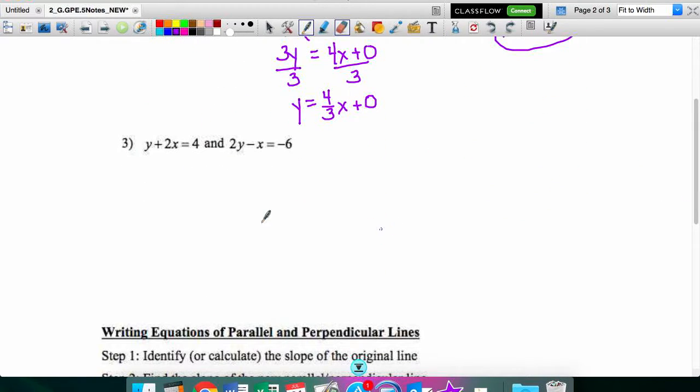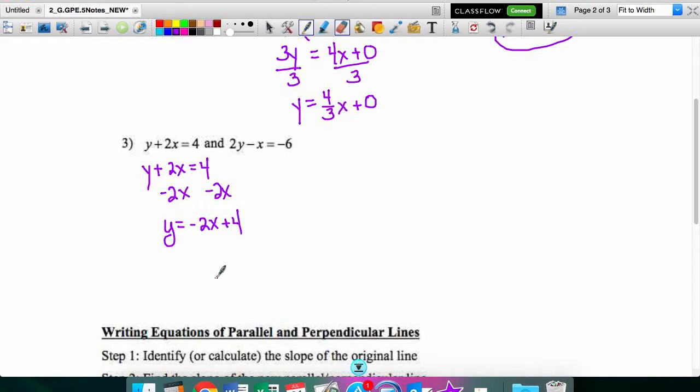Moving on to problem 3. It looks like neither of these equations are in slope-intercept form. So the first thing I need to do is rewrite both of them into slope-intercept. In this case, I need to get rid of the 2x first by subtracting it. On the left, we get y. On the right, we have 4 minus 2x, which are unlike terms, so we'll just leave them separate. Yet again, writing the x term first, because that's traditional.